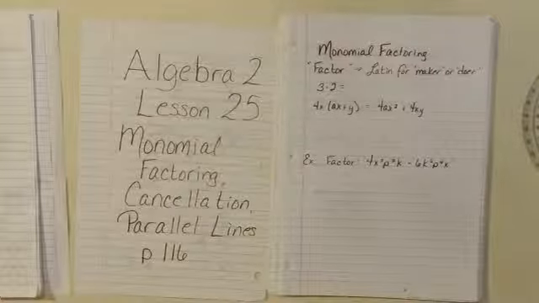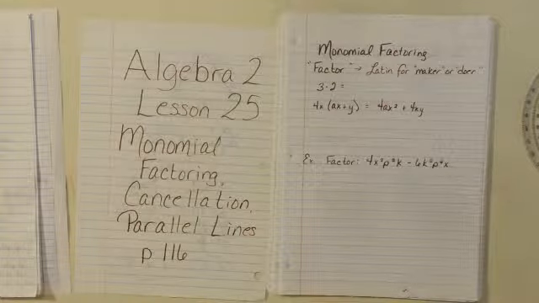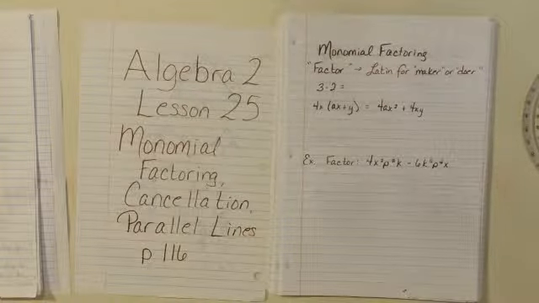Hi, this is Algebra 2, Lesson 25. We're going to talk about monomial factoring, cancellation, and parallel lines. We're starting on page 116.